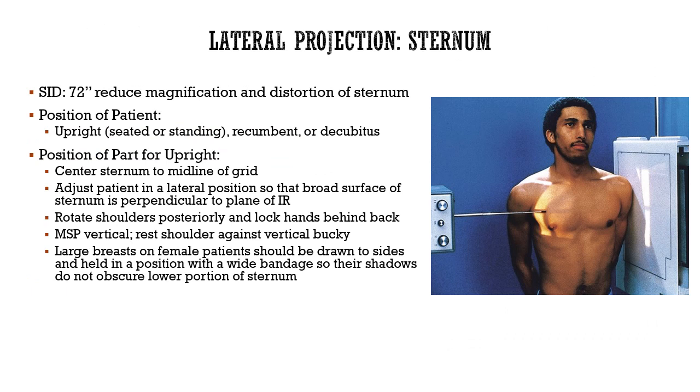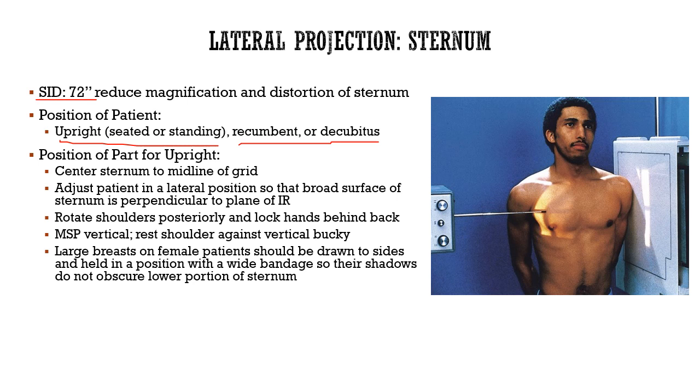On the lateral projection, we're going to perform this at 72-inch distance. So we want to reduce the magnification and reduce the distortion of the sternum. This is ideally performed with the patient upright, however, they could be seated or standing. Nevertheless, it could be recumbent or within a decubitus. I'll show this position as well.